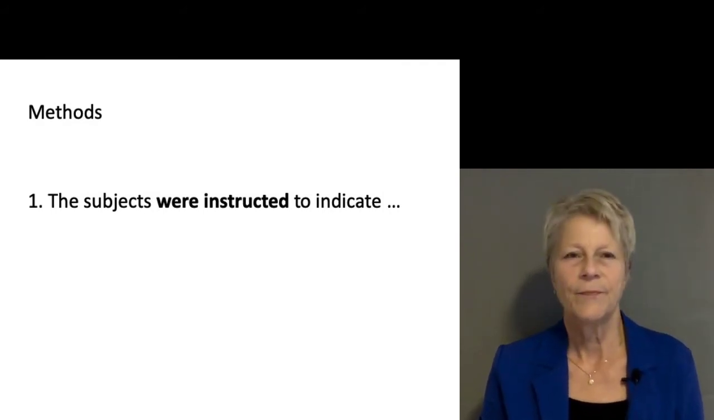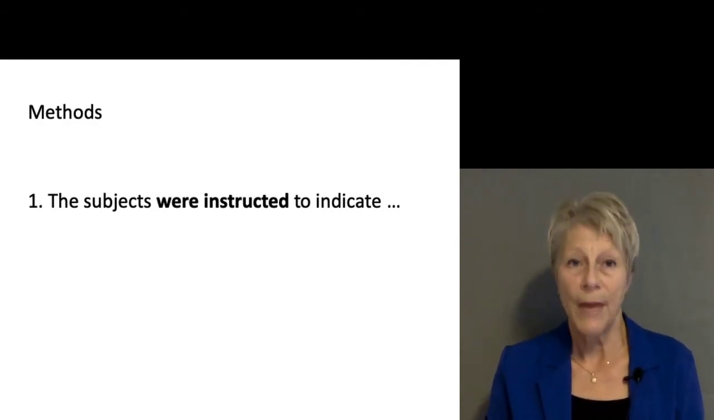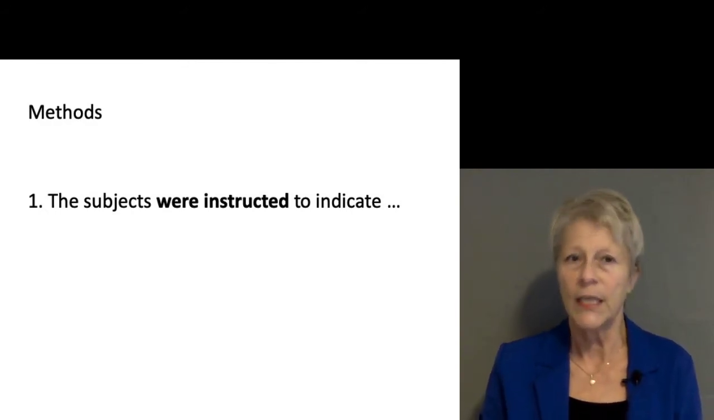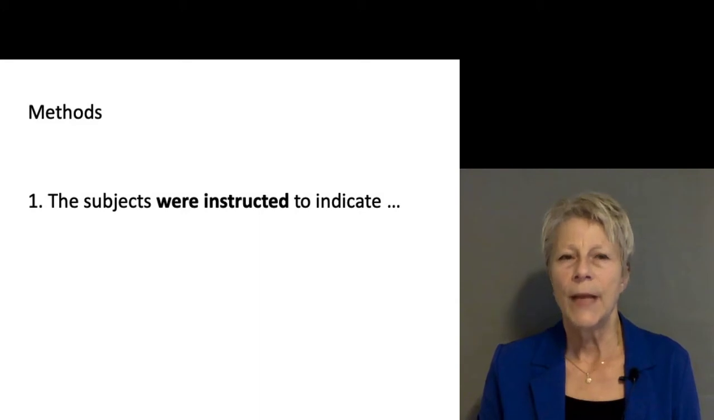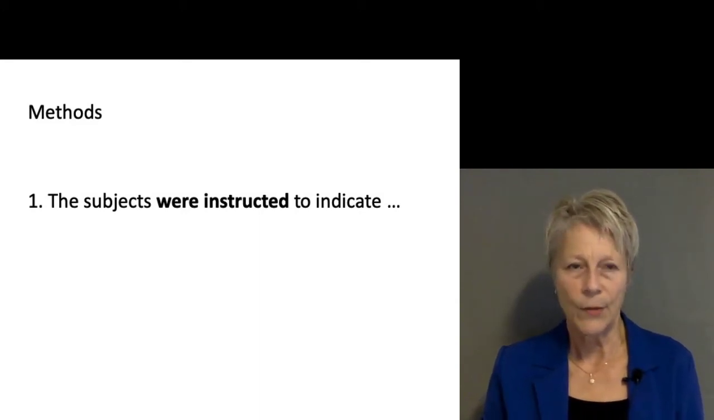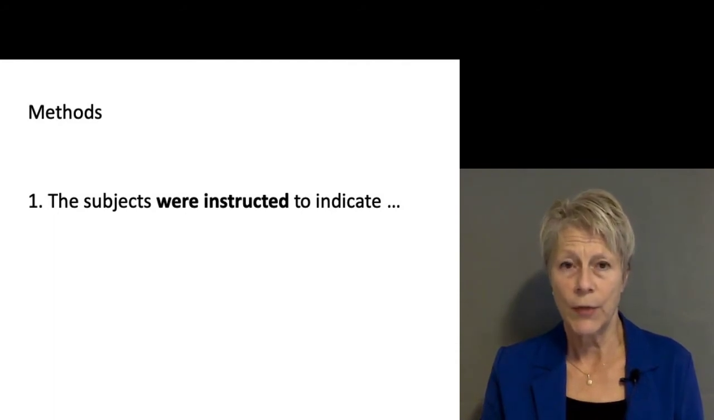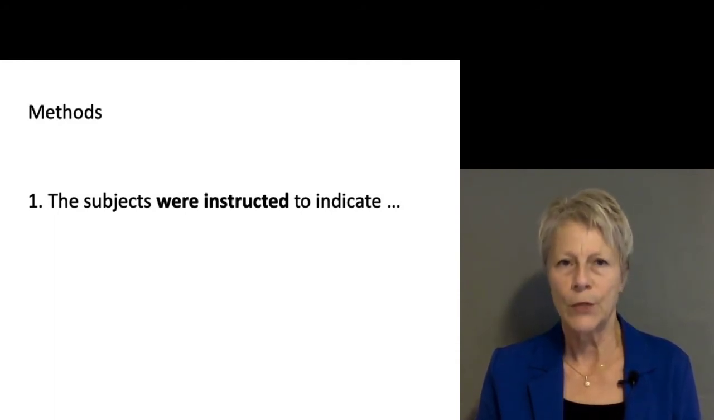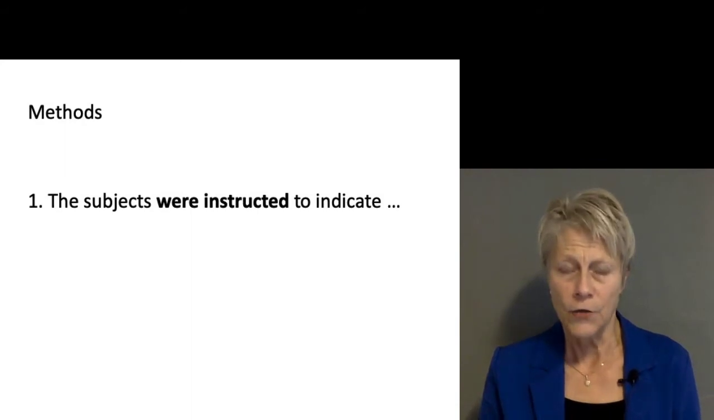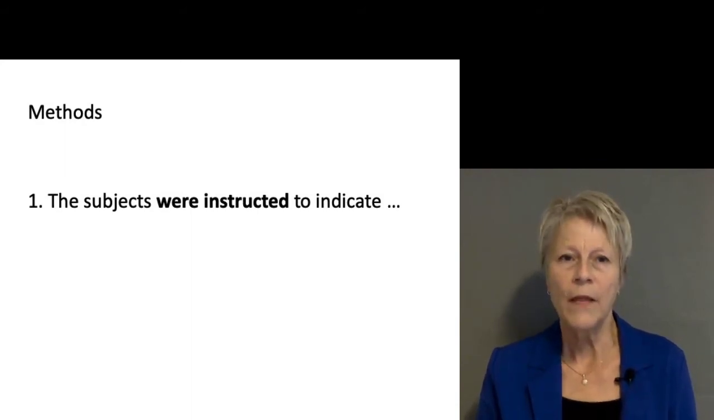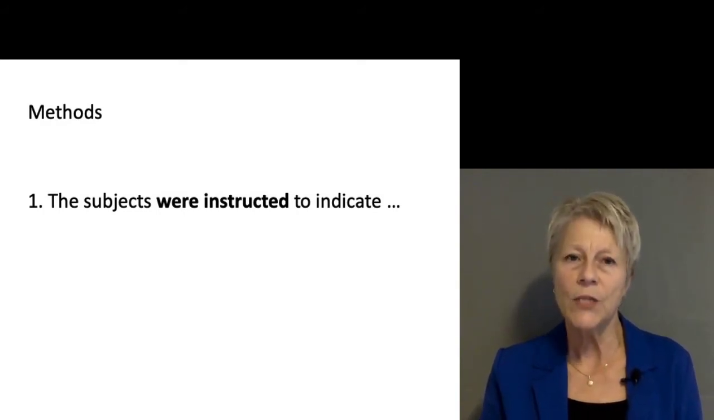The methods, very simply. Mostly the past simple, sometimes you need the present simple, sometimes you need a little switch. But in the big line you will use the past simple, like in: first, the subjects were instructed to indicate. Now, let's focus on this structure, were instructed. In the methods, the past simple is the leading tense. You report actions that you carried out somewhere in the past and you're now done with it.